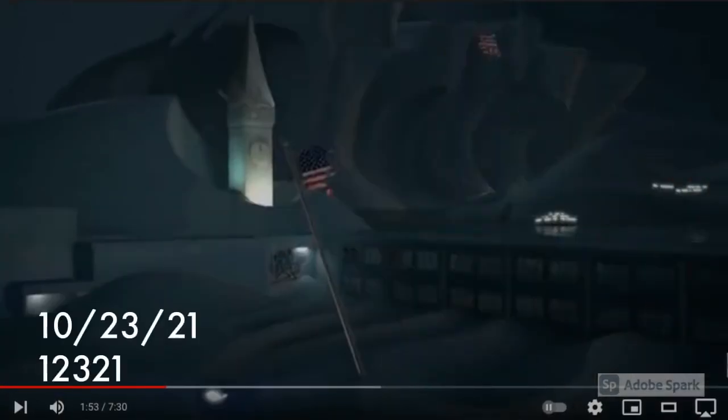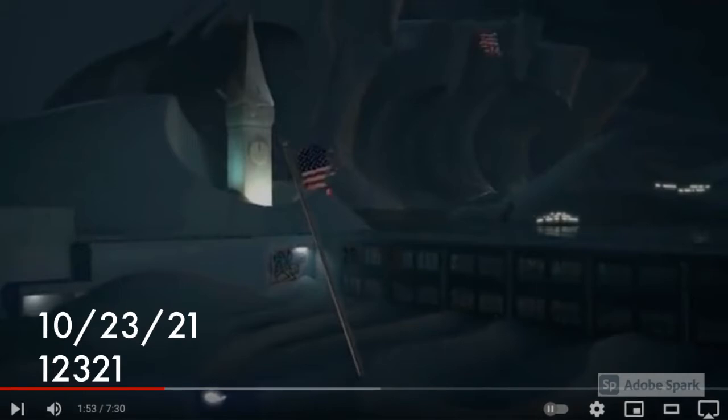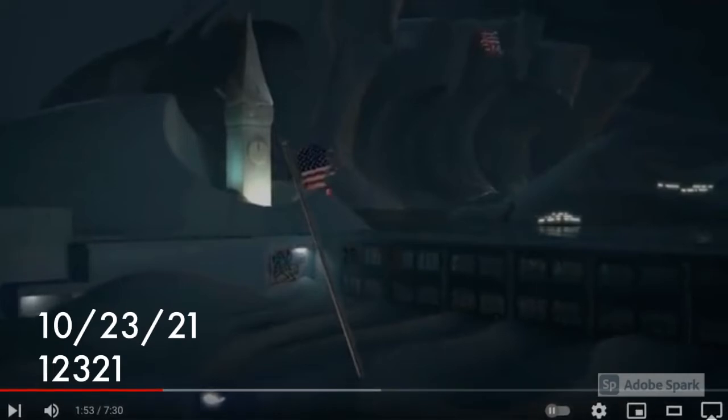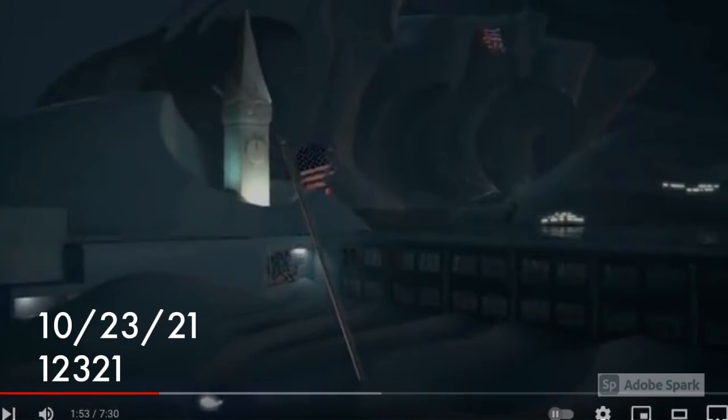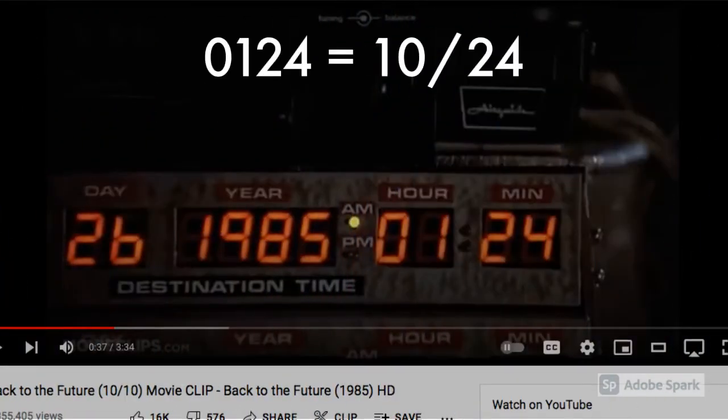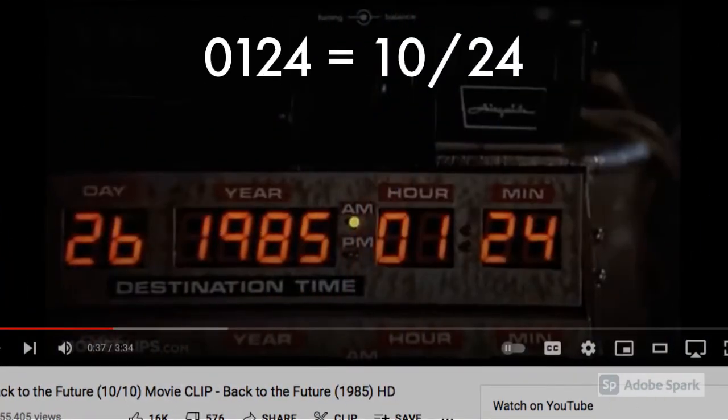Reference back to iPad G2, October 23rd. The scene is the flag breaks in half and one half flying away. Tsunami waves, 12 o'clock, Wu on the ground, and it's zooming out. Okay, Back to the Future.